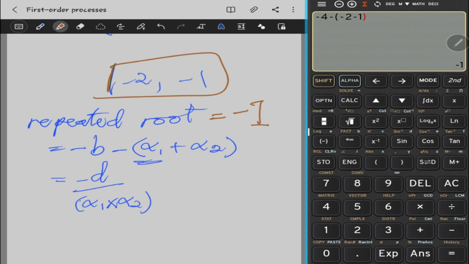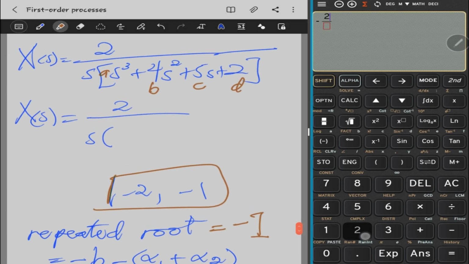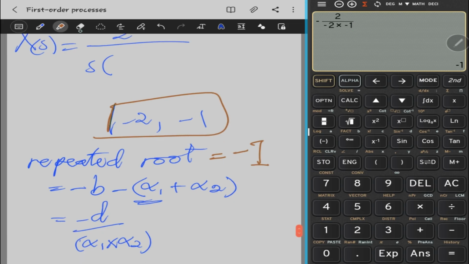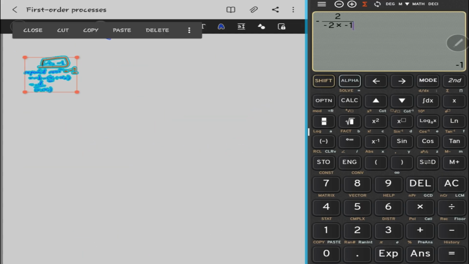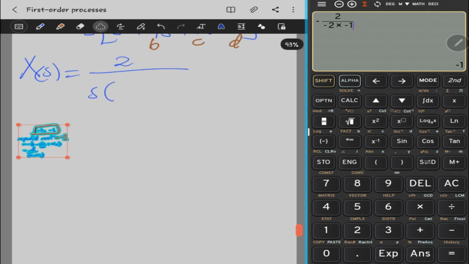Let's try the next equation too. Right, this is minus d, and we know from this equation here that the d is 2. If we multiply the root -2 times -1, it gives a -1. So clearly it's confirmed that the repeated root is this -1 here. It may happen that you get some case like that, so that's why we do this, right? So we have the repeated root as -1, so s plus 1 repeated to square, right?